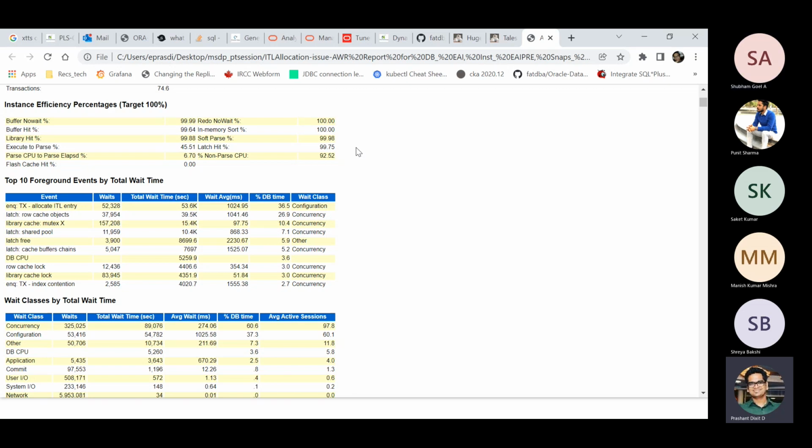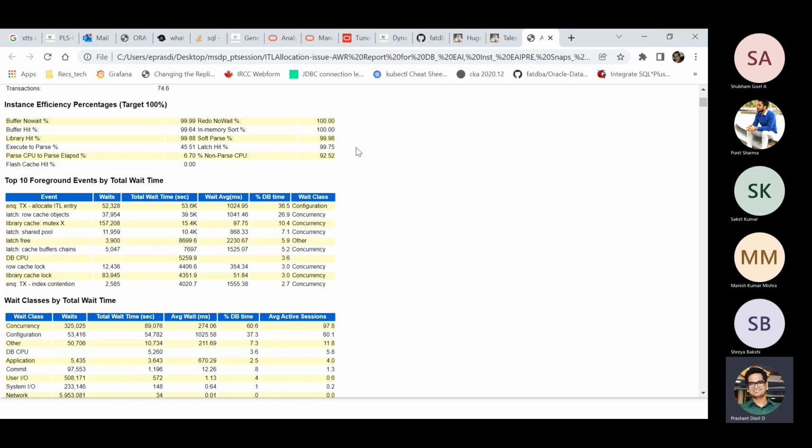So what will happen basically? My session within the database will be waiting on the DB file scattered read event, because I'm actually doing multi-block reads from the database until I get the result back through the server process. So my session will wait on that particular event. That is what the event represents.